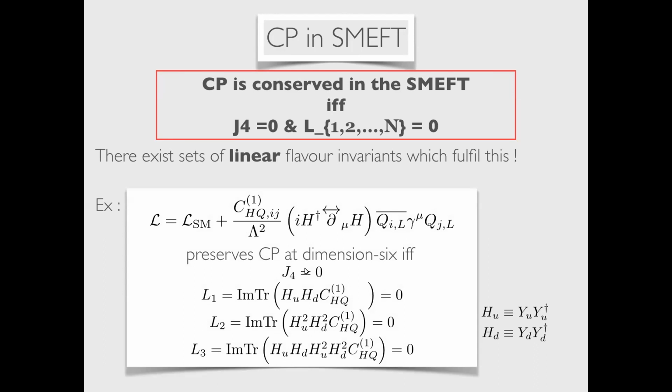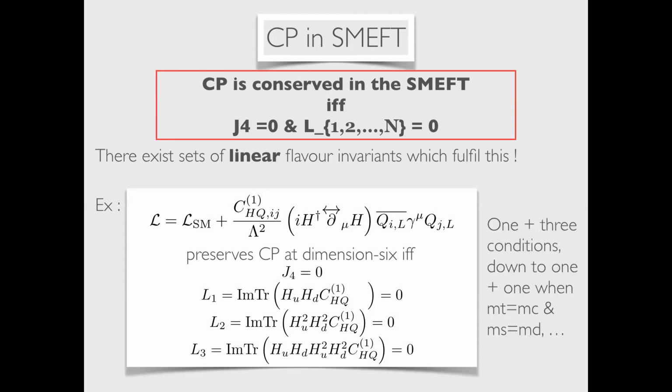But that's the basis independent statement that you can make. So these are the usual Hermitian matrices you can build out of Yukawas. You can check indeed these are 1 condition on the standard model plus 3 conditions on the SMEFT in the most generic point in parameter space.